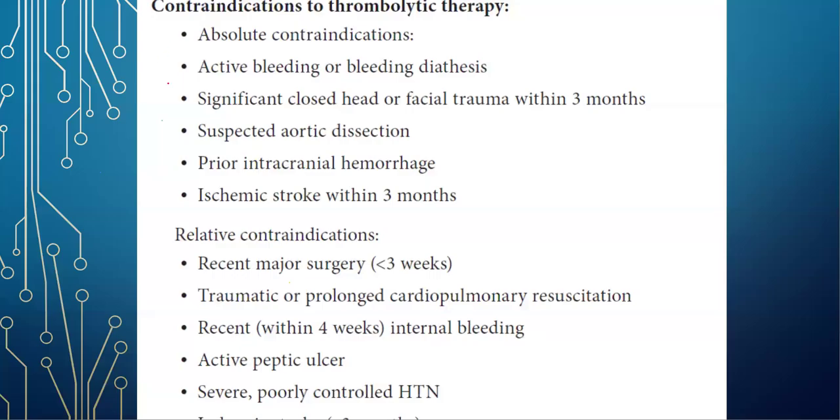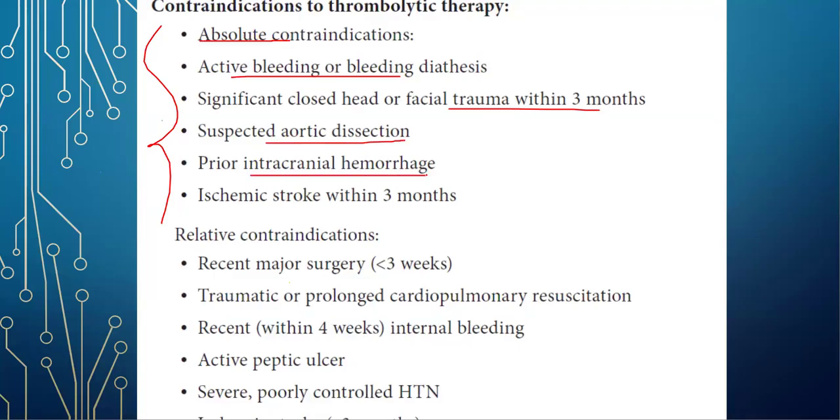But you can't give thrombolytics in these patients. If a patient has got an active bleeding disorder, significant closed head or facial trauma within 3 months, you suspect there is an associated aortic dissection, or a previous history of brain hemorrhage or ischemic stroke in the last 3 months, these patients cannot have fibrinolytic therapy.